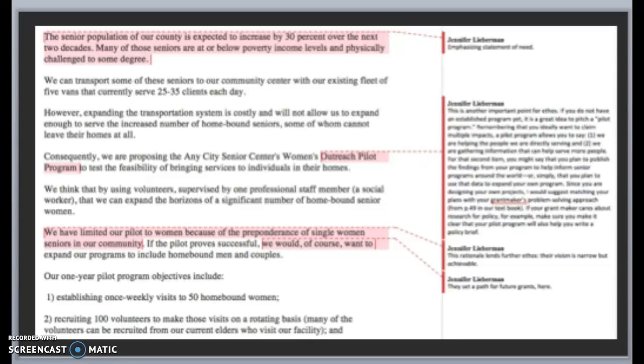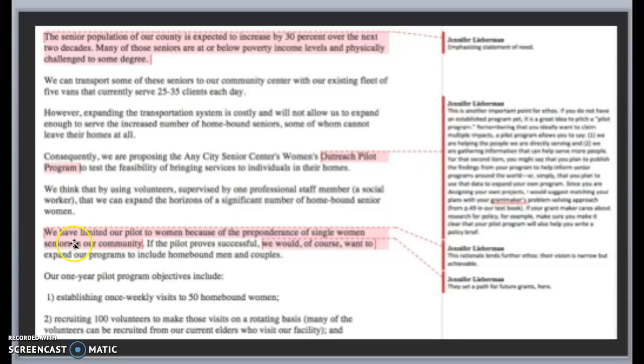Since you're designing your own projects, I would suggest matching your plans with your grantmaker's problem-solving approach, which, if you've forgotten what that is, you can look back to page 49 from our textbook. If your grantmaker cares about research for policy, for example, you can make it clear that your pilot program will help you write a policy brief.